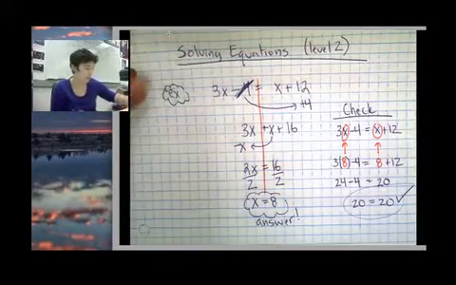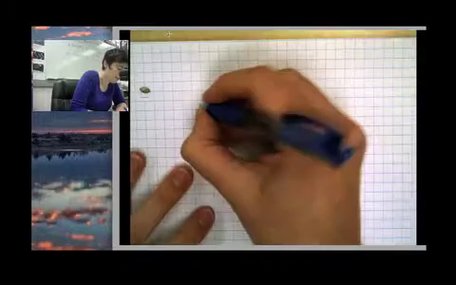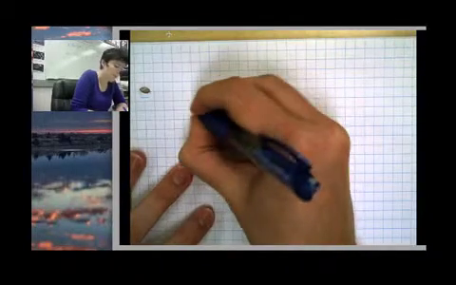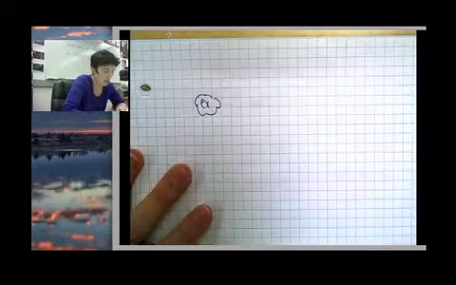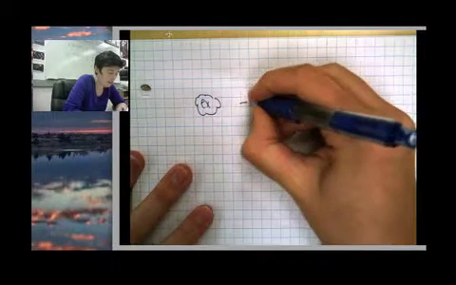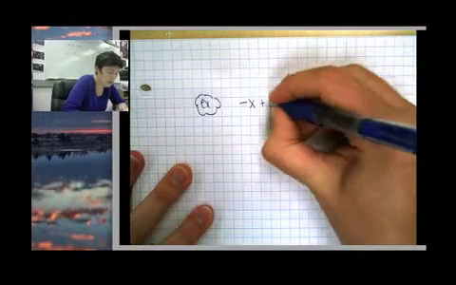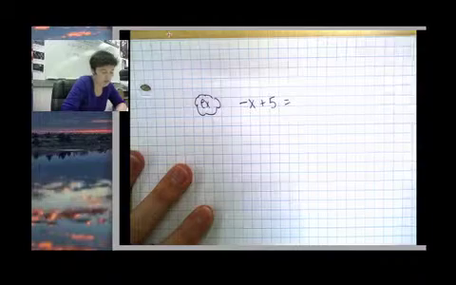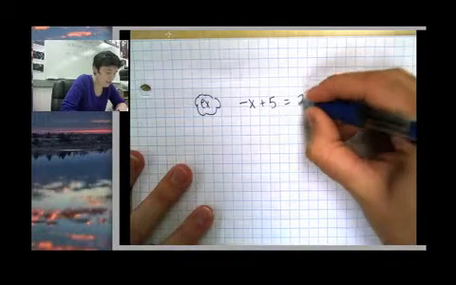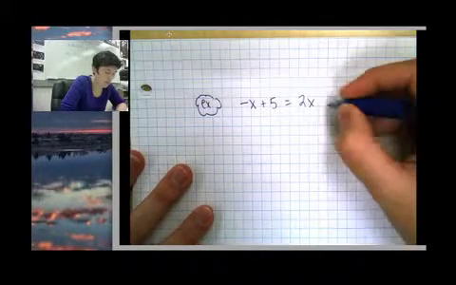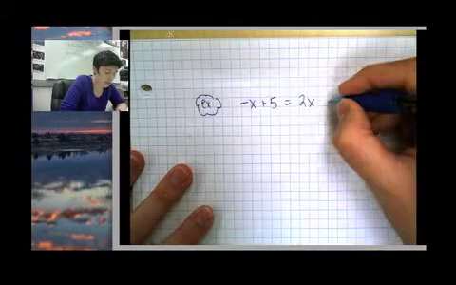So let's try another one at this same kind of level. How about this? You have negative x plus 5 equals 2x, we'll say, plus 32.